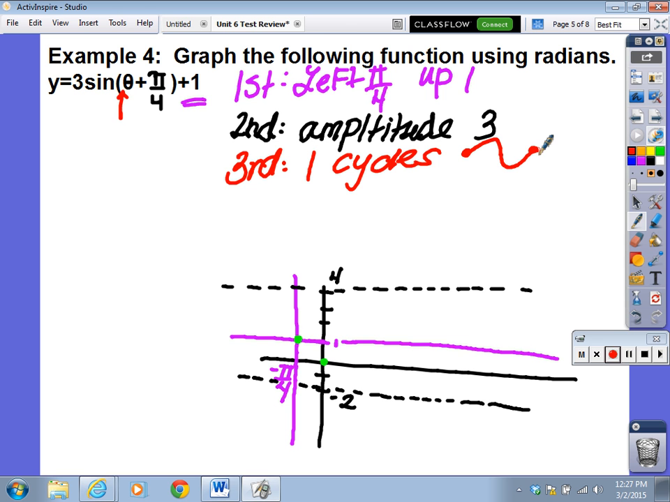So starting from this new origin, we're going to bounce all the way to the top where our amplitude is, all the way to the bottom where our amplitude is, and back to our new x-axis, this pink x-axis. And now we're done with our third step.